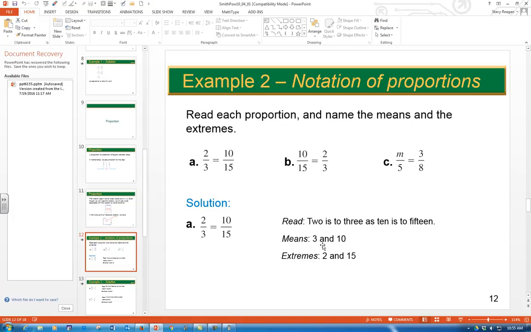So this first one that has 2/3 equals 10 over 15. The means would be the 3 and the 10, the inside ones. The extremes are the 2 and the 15. So if you're going from left to right, you've got the extremes going this way. It's like a big X in the middle. So the extremes this way and the means this way.